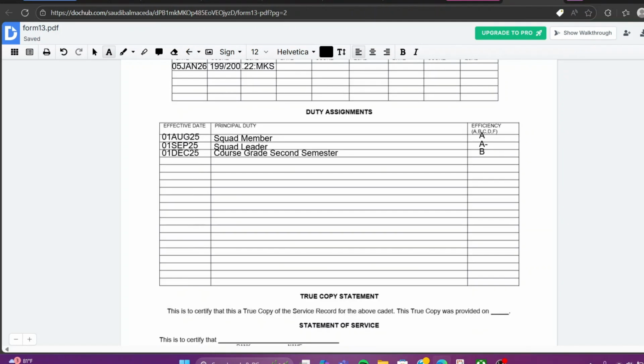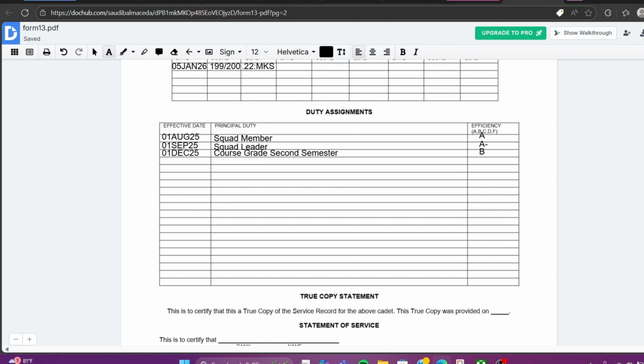When talking about the duty assignments section of the Form 13, we would do the effective date, which is the date that is listed on the order written for each duty assignment. So in this example, we are again abbreviating with the same abbreviations we've been using the entire time. For the principal duty, you can put any position from squad member, squad leader, S3, battalion S3, but these can also include other things such as color guard commander or commander of the flag detail. And this is also possible to put the course grade.